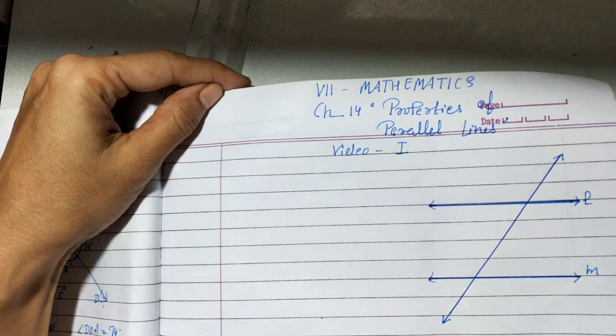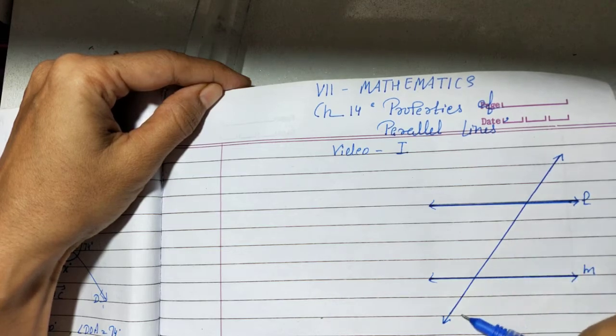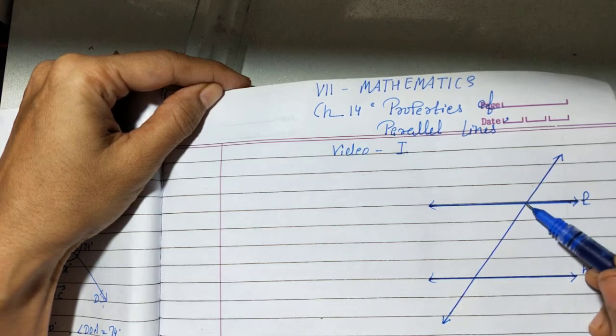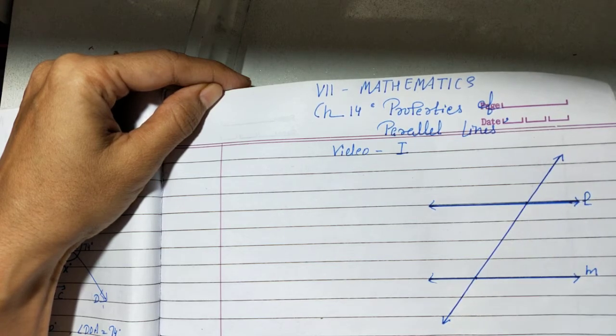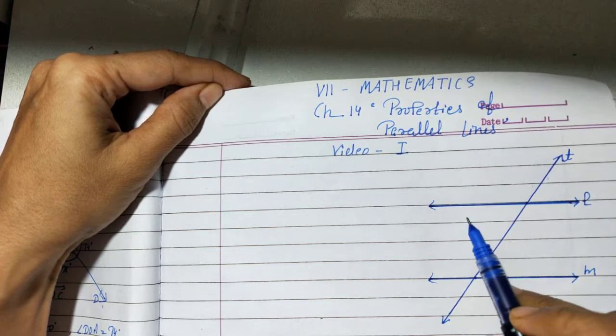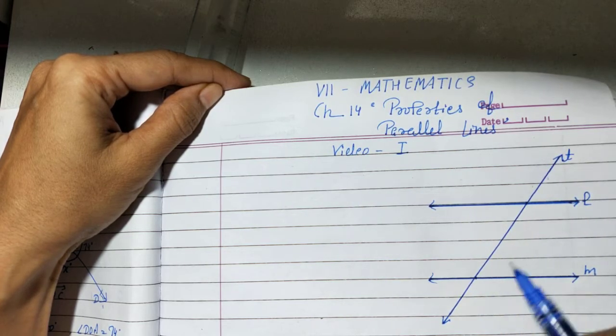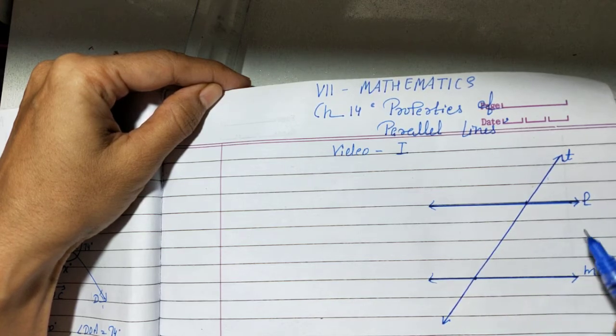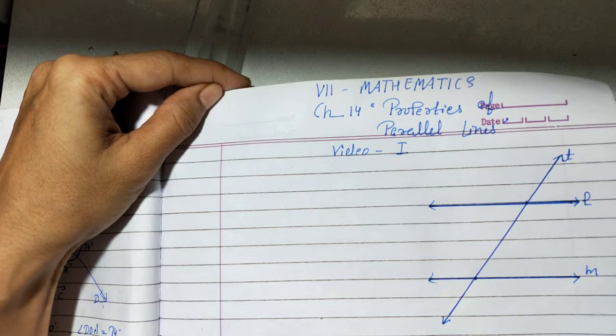What is a transversal? A line which intersects two or more lines at distinct points is called a transversal. Like this you can see, let us name it as T. Now T is a transversal which intersects two lines at distinct points. Maybe these two lines are parallel or not, T is going to intersect, then T is said to be a transversal.